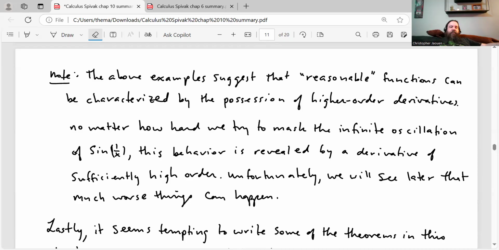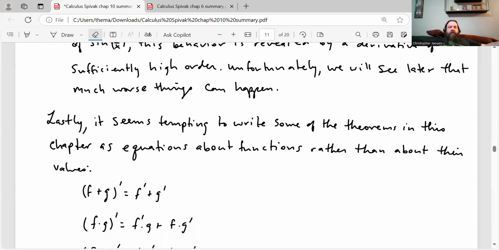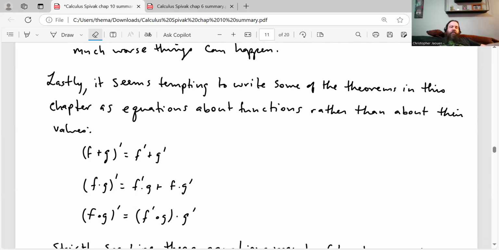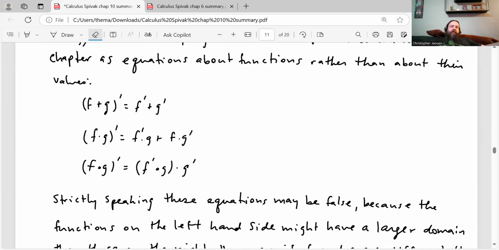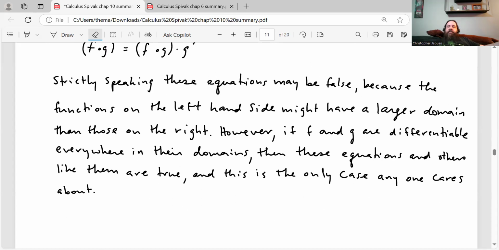Lastly, it seems tempting to write some of the theorems in this chapter, and I sort of abuse notation like this just because it's so much more convenient, as equations about functions rather than about their values. So, for example, f plus g prime is f prime plus g prime, et cetera. Strictly speaking, these equations may be false because the functions on the left-hand side might have a larger domain than those on the right. However, if f and g are differentiable everywhere in their domains, then these equations and others like them are true, and this is the only case that anyone cares about. All right, and that's chapter 10.